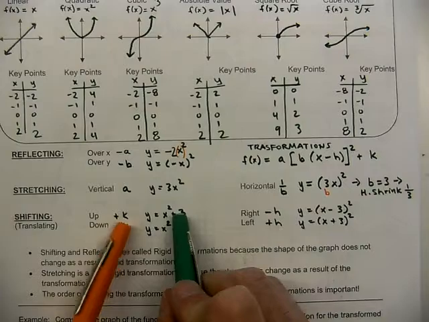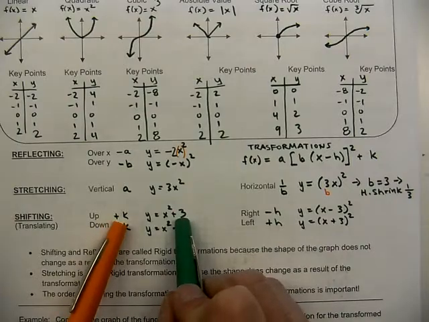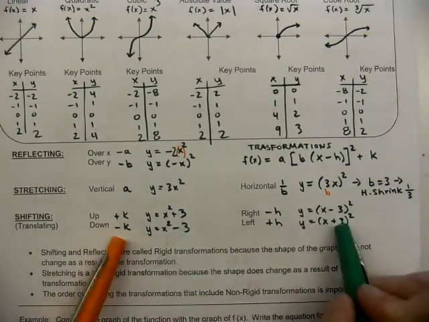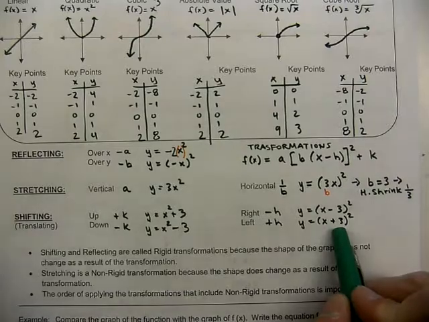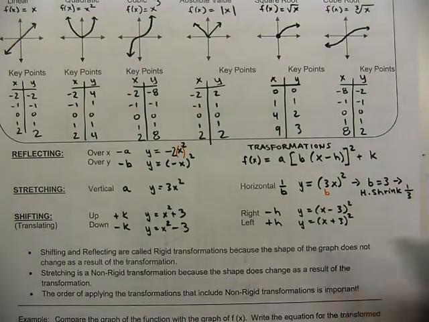So it makes better sense with the k. The sign indicates the direction. But with the h, it's the opposite of the sign that indicates the direction.